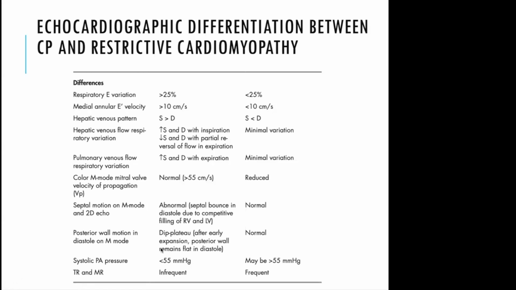And again, this is looking at the early filling and early expansion with this abrupt halt in filling due to a constrained pericardium. This is done by using the M mode, again, with our long axis. And we can essentially see how the posterior wall moves, and it's kind of equivalent to the dip and plateau sign that we see with our left and right cath. And then again, we can measure our PA pressures, and then look at TR and MR, which seem to be more frequent with restriction.